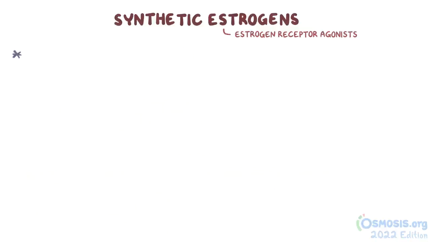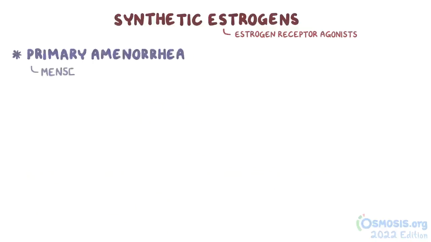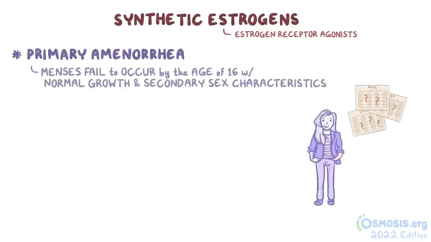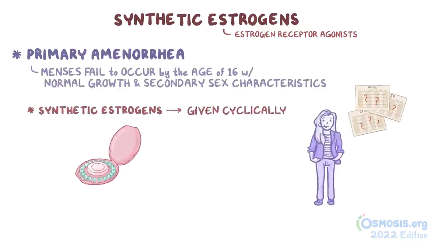They are also indicated for primary amenorrhea, where menses fails to occur by the age of 16 in the presence of normal growth and secondary sexual characteristics. In this case, synthetic estrogens can be given cyclically to mimic the natural menstrual cycle and trigger menses.